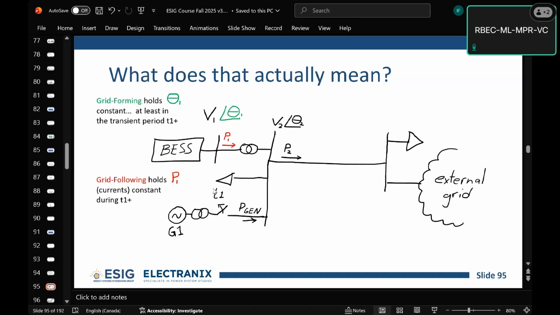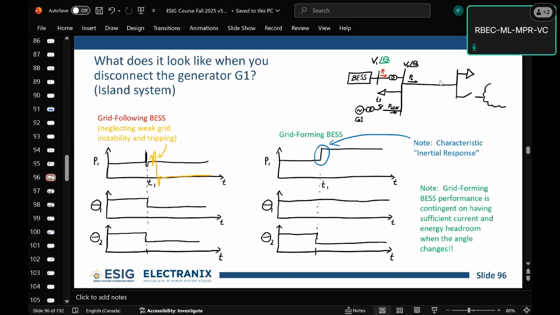I'm going to open up this breaker over here. Okay, so we're going to take away the system. So now we're basically a microgrid. We're an islanded system, and we're going to do this T1 thing. So what's going to happen to our grid in grid following?